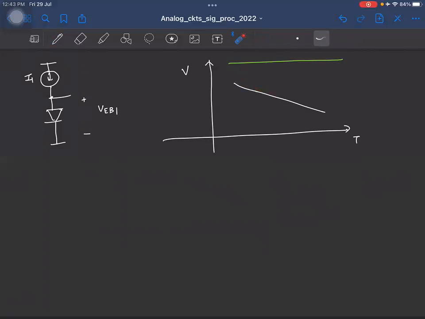So what do you suggest we can do to get a constant voltage with temperature? Not in terms of circuit, I mean just in words. Add some other voltage that increases with temperature, right? So if you generate some other voltage that increases with temperature, and if you make sure that the slopes of these two lines are exactly equal but with opposite signs, then when you add them, you will get a constant voltage, right? And this kind of voltage, which linearly increases with temperature, is called proportional to absolute temperature.